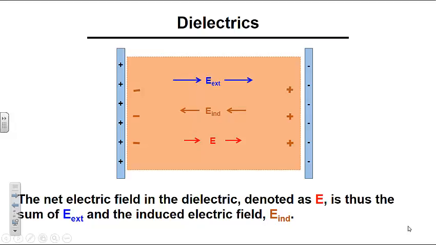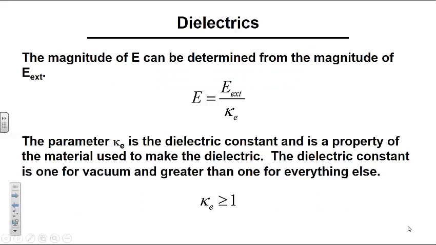The magnitude of the net electric field can be determined from the external electric field and the dielectric constant of the dielectric. Dielectric constants are always greater than 1, so the magnitude of the net electric field is always smaller than the magnitude of the external electric field. This makes sense since the induced electric field points in a direction opposite that of the external electric field. The dielectric constant of vacuum is 1.